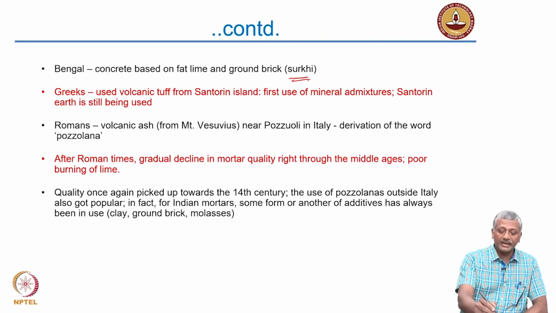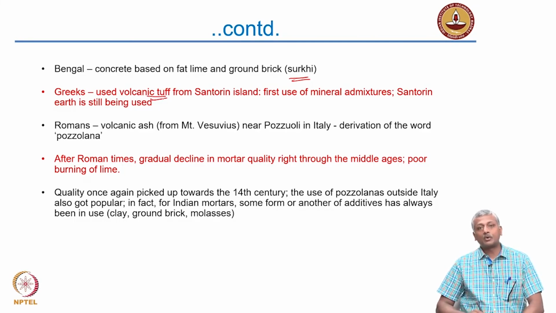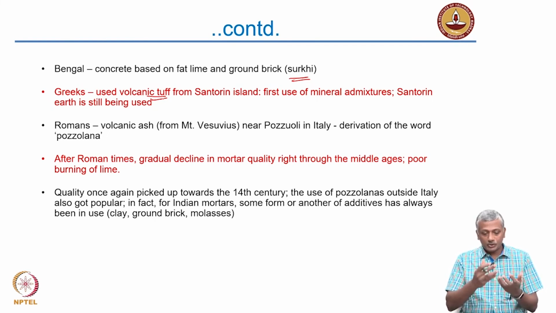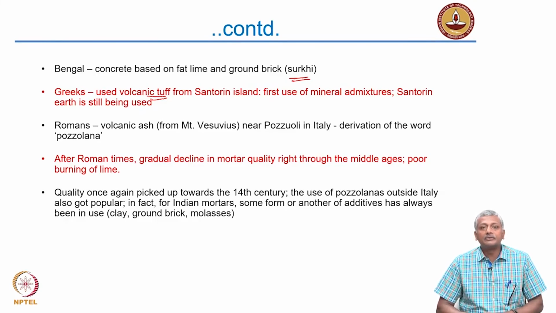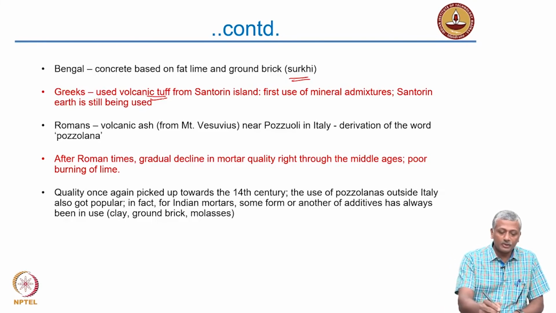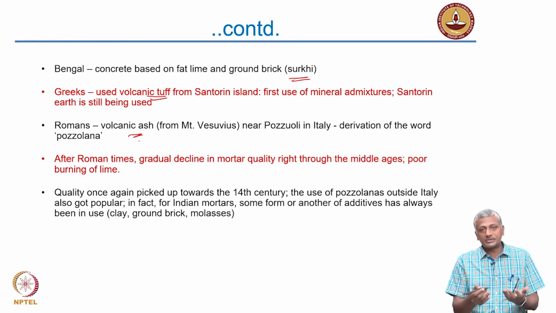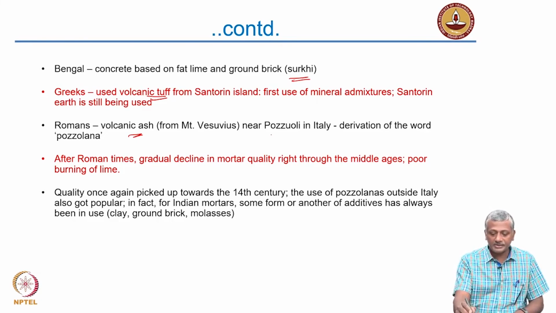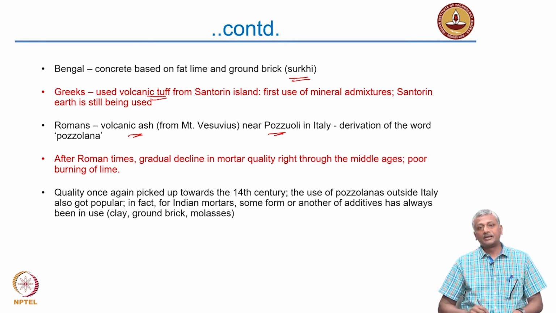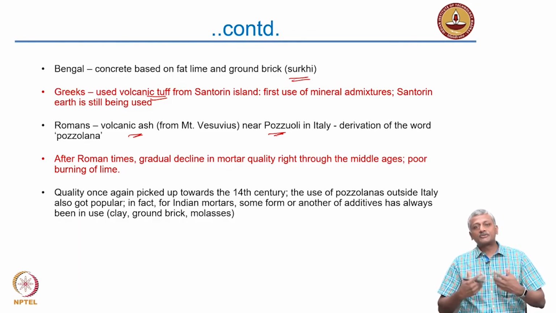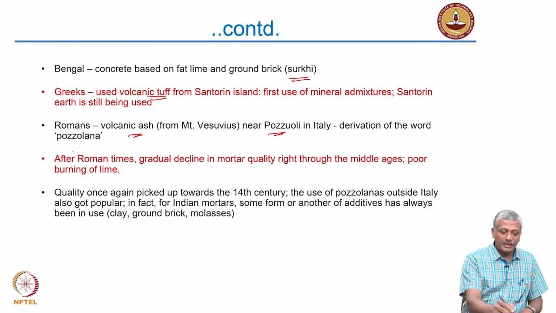Greeks used volcanic ash, basically volcanic tuff crushed to a powder, that was used for mixing with the lime. Romans also used volcanic ash. The first use was historically recorded in a place near Pozzuoli in Italy. This was the ash that came out from the eruption of Mount Vesuvius, okay, and this ash, because it was found in Pozzuoli, because of that it started to be known as pozzolana.